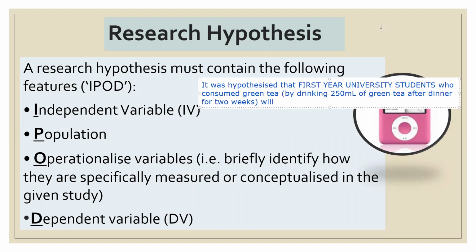So we've looked at this scenario and we've looked at this idea that the population was first-year university students. We've looked at the idea that the IV is green tea. We've operationalized that as them drinking 250 mils of green tea after dinner for 2 weeks. That's all given in our scenario or our question. What are we expecting to see in them now? What change? We're expecting to see a change in their weight, correct?